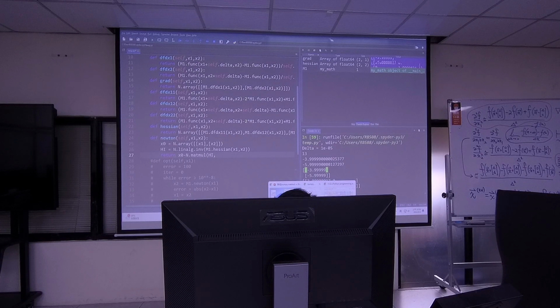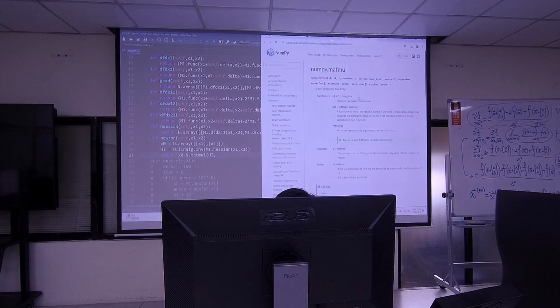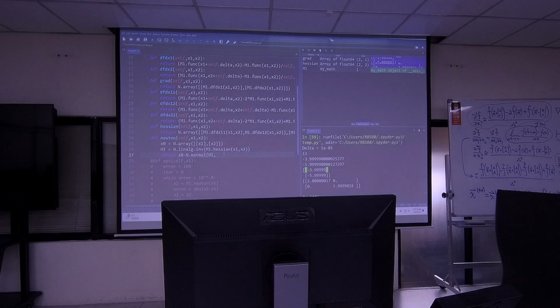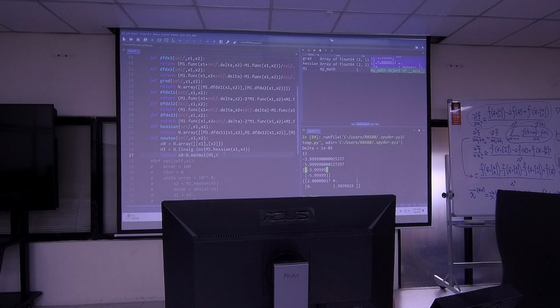Just double checking. Should be something like that. This is dot product. Okay, A times C. Do I need to say dot shape? Maybe not. I think this should be fine. Okay, now I'm going to put in the M1 dot the gradient. If I'm right, this should work.